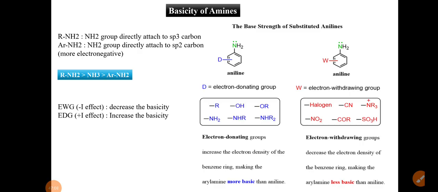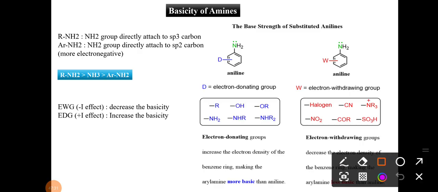Then basicity of amines. As we know, amines are basic in nature, everyone knows. Here, in aromatic amines, we can see the order of basicity. Primary amines, or the aliphatic amines, are more basic in nature than ammonia and then aromatic amines. This is also very important, you have to remember: aliphatic amines are more basic than ammonia, and then your aromatic amines.